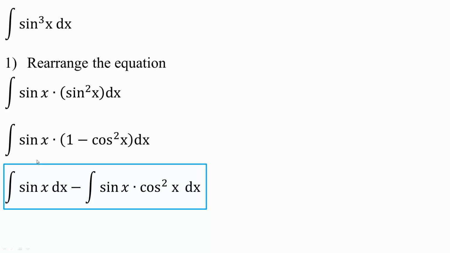Next, I will separate this into two integrals. First, I need to move this sine x over here and here. Because of doing this, I would get the integral sine x dx minus the integral sine x times cosine squared x dx. All I did was distribute the sine x over here and here.